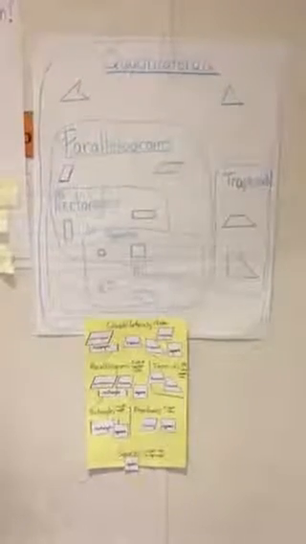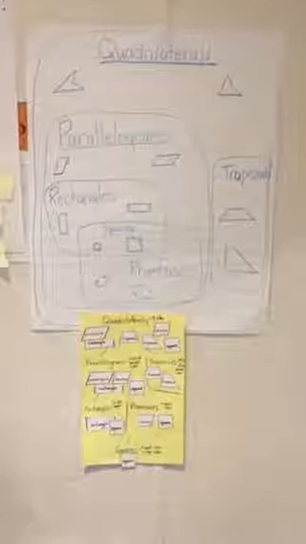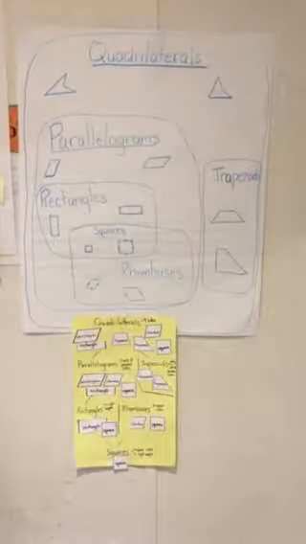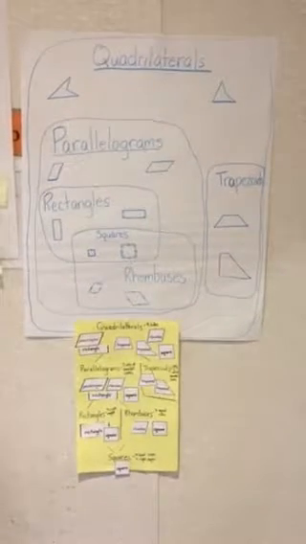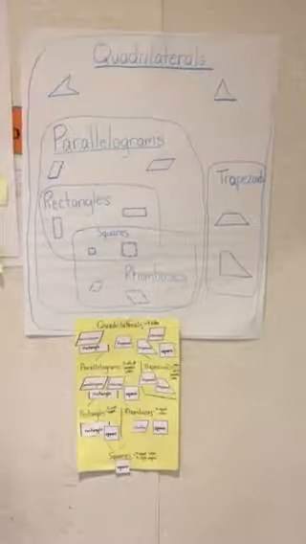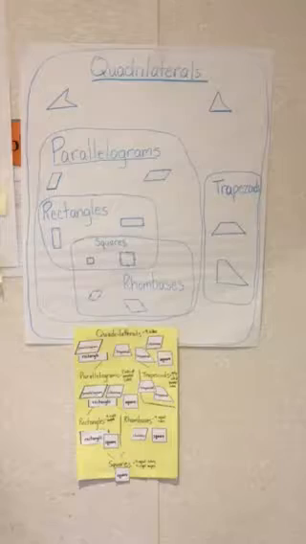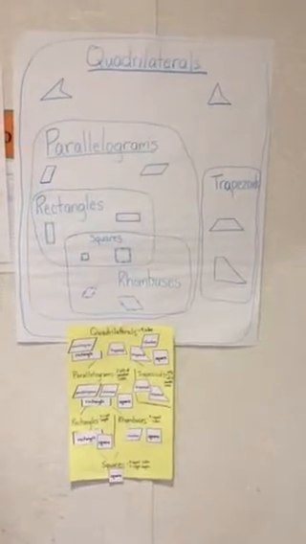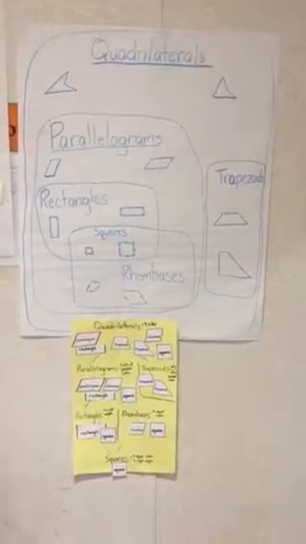Okay, so we're going to talk about quadrilaterals. Quadrilaterals are polygons that have four sides. A polygon is any shape that is two-dimensional, it's closed, and it has straight lines. We have two different ways to show these quadrilaterals, but quadrilaterals are really anything with four sides.